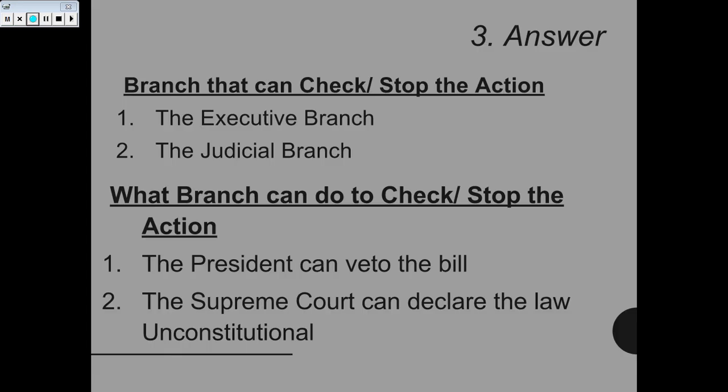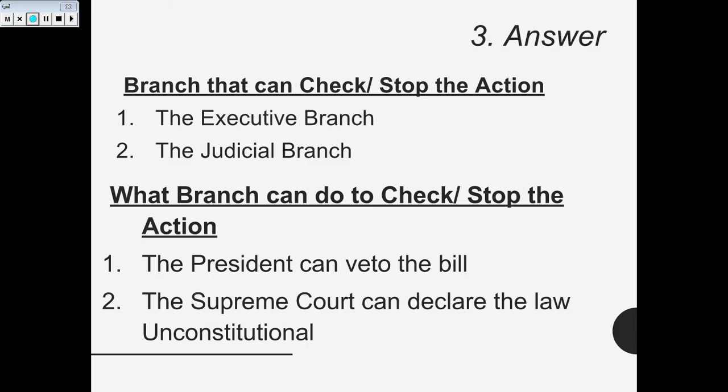Okay, let's move forward here. So the two branches that can check or stop the action are the executive and the judicial. The president can veto the bill. And the Supreme Court can declare the law unconstitutional.